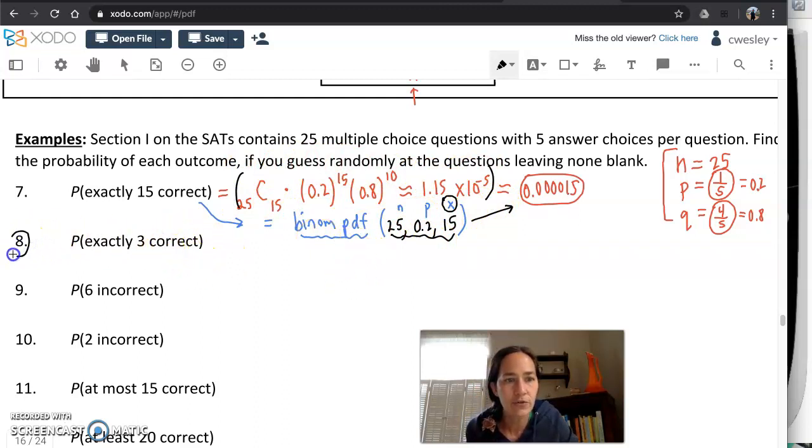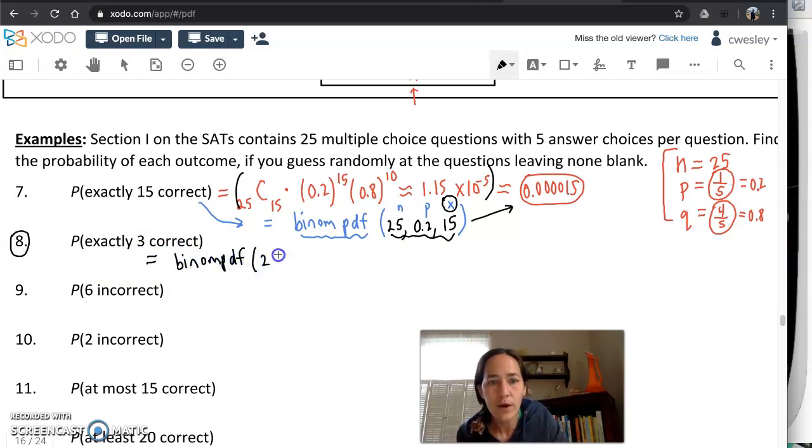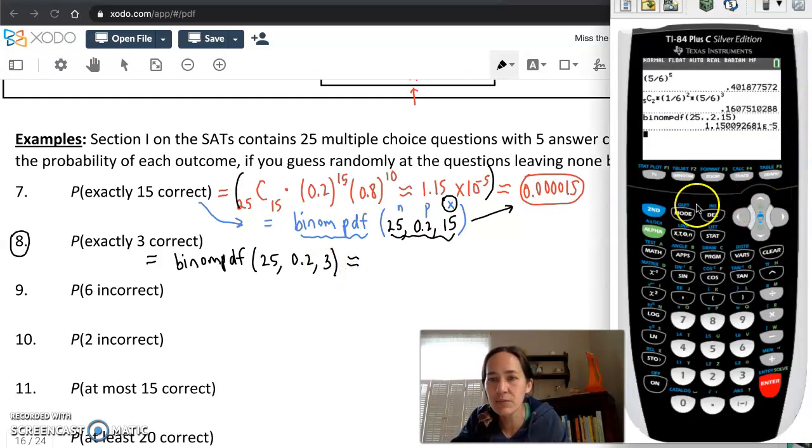Let's try 8 the new way. Probability of getting exactly 3 correct. Let's use a binompdf. So here's the work I would show. Binompdf, since I got to know what you're typing into the calculator. 25 trials, probability of success is still 0.2. I want to get exactly 3, a lot fewer correct on this one. So I'll do the same thing.